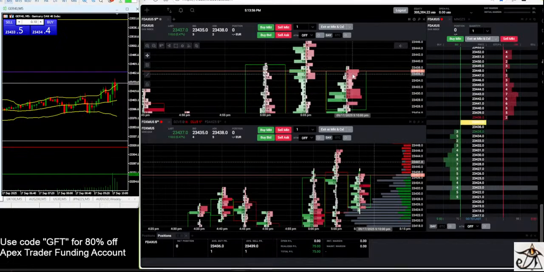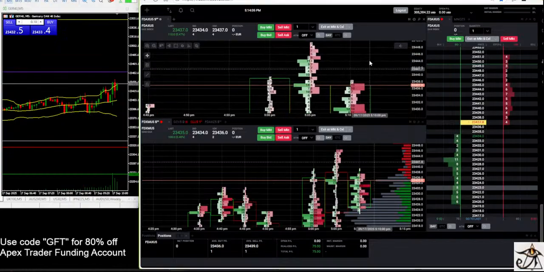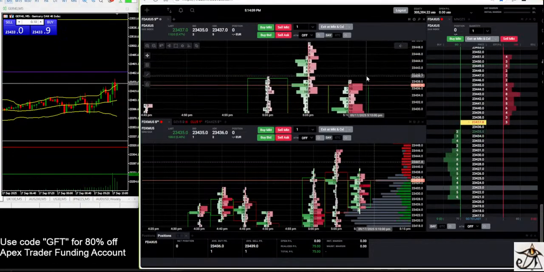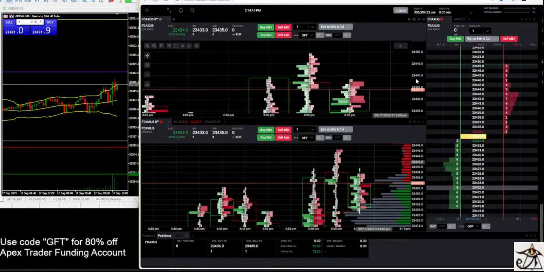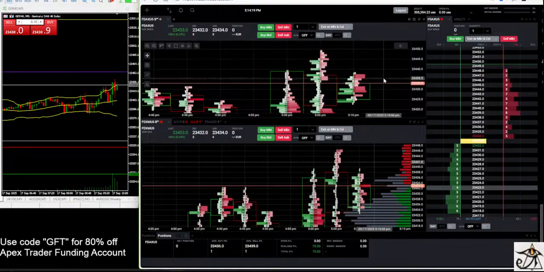So I do want to get in short, but I'm not seeing the information I need to be confident to be able to hold it for the time when it turns around. So really just waiting it out. It's a bit of an unexciting session, unfortunately, this one.